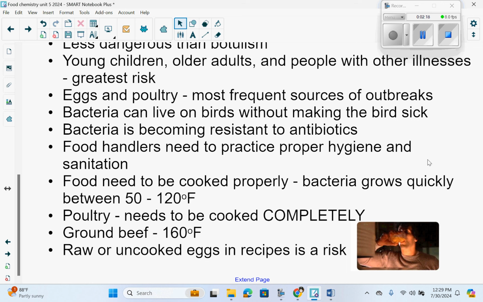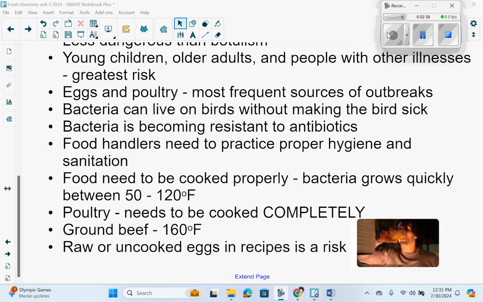Food handlers need to practice proper hygiene and sanitation. Food needs to be cooked properly. Bacteria grows quickly between 50 and 100 degrees Fahrenheit. Poultry needs to be cooked completely. Ground beef to 160 degrees Fahrenheit. Raw or uncooked eggs in recipes is a risk.